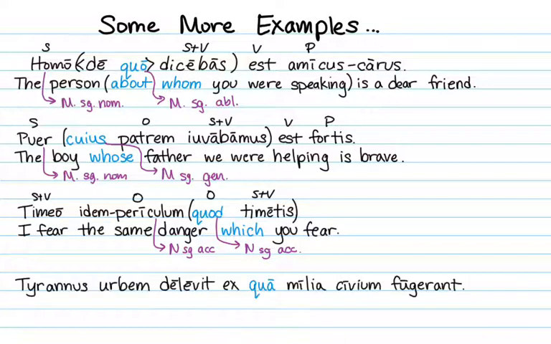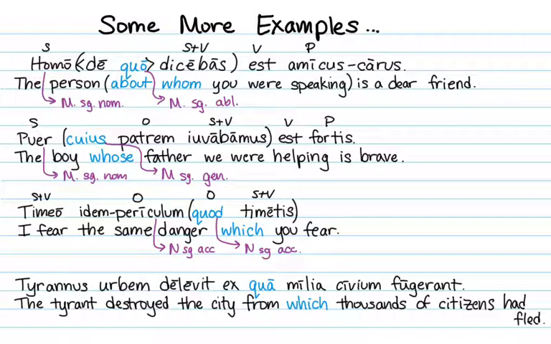Don't forget, however, that you can have nouns that are grammatically masculine or feminine in Latin, like in the example sentence, tyrannus urbem delevit ex qua milia civium fugerant. The tyrant destroyed the city from which thousands of citizens had fled. The main sentence is tyrannus urbem delevit, the tyrant destroyed the city. Ex qua milia civium fugerant is a subordinate clause. The subject is milia. Fugerant is the verb. Ex qua is a prepositional phrase.